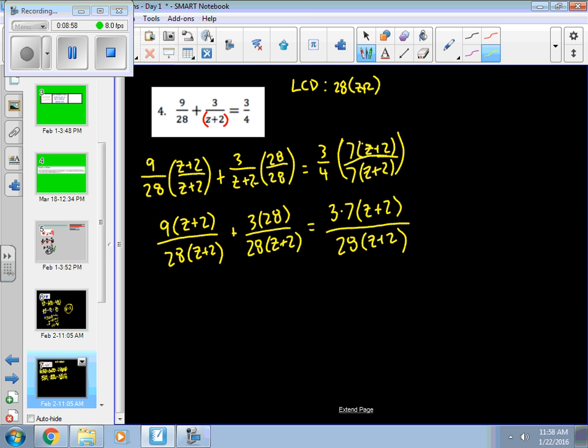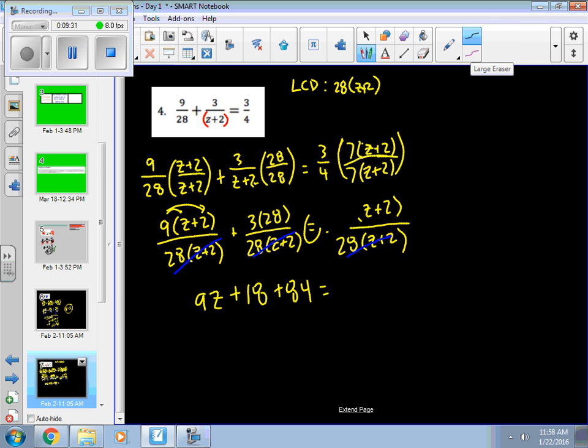Okay, so now what we can do, if we multiply every term now by 28 times z plus 2, all these denominators should be gone. So now we just got to solve the numerators. So on this first one, it looks like we can do a little bit of distributing here. Distribute this to both. We get 9z plus 2, 9 times 2 is 18. On the next one, we got 3 times 28, which is 84. Equals, because we got an equal sign here. That's going to be 3 times 7, we can change that to 21.